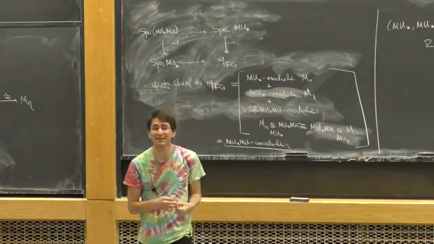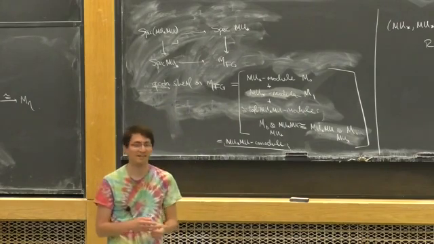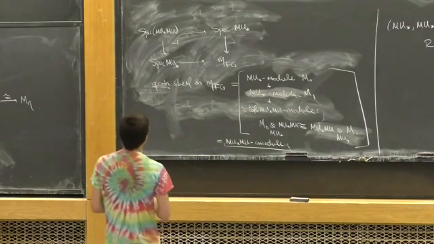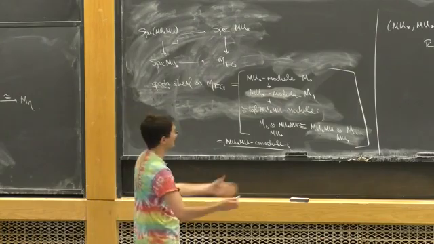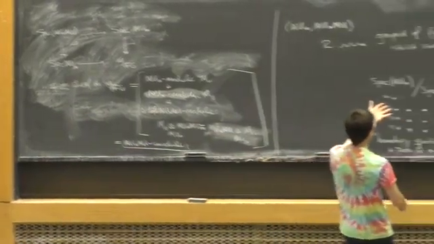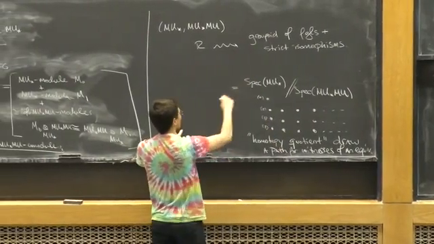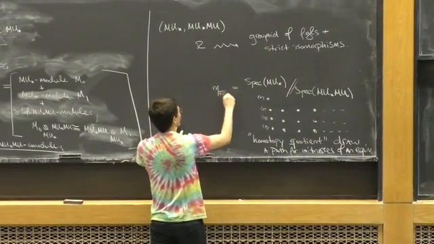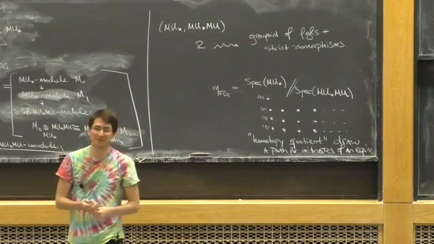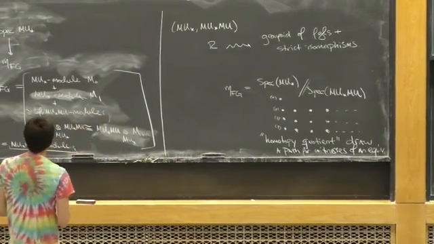Could you spell what MFG was? I thought it was spec mu star. No, right, so it's this thing. It's this funky thing, the homotopy quotient of spec mu star with spec mu star mu. Yeah. Okay.